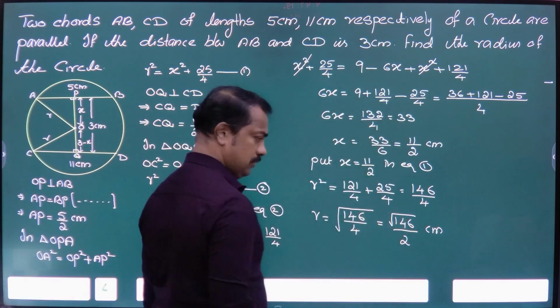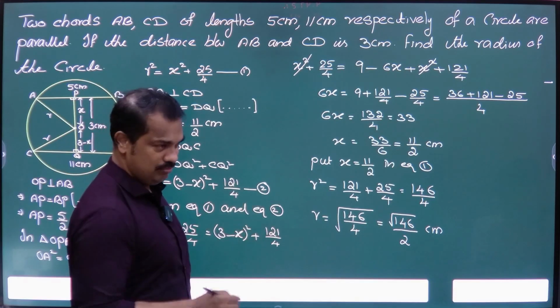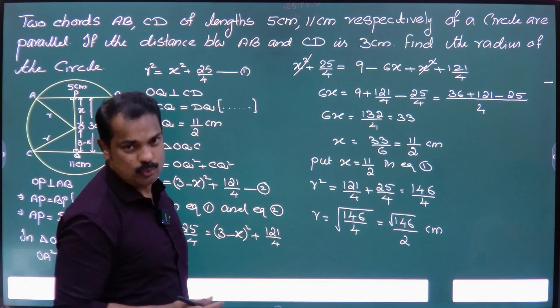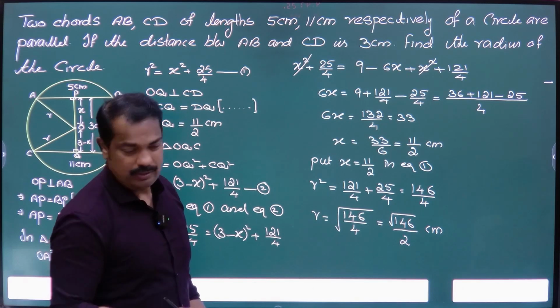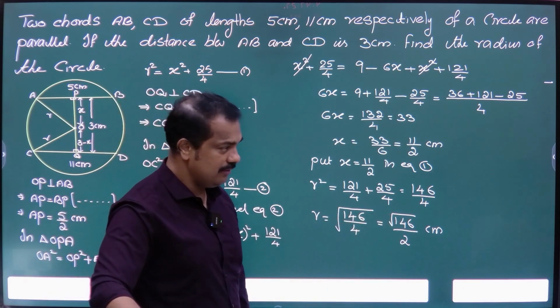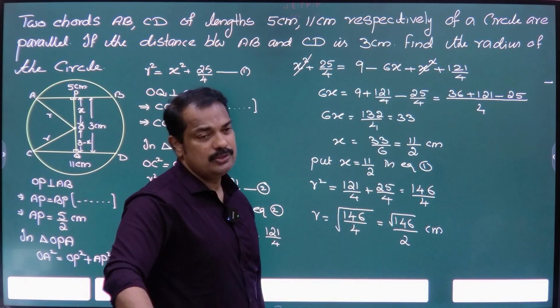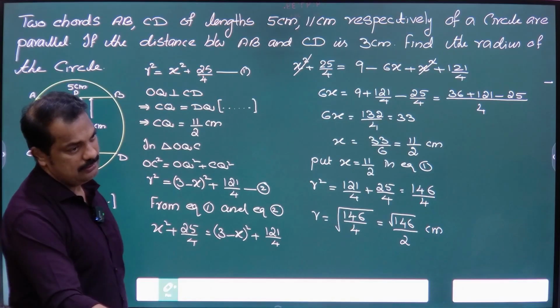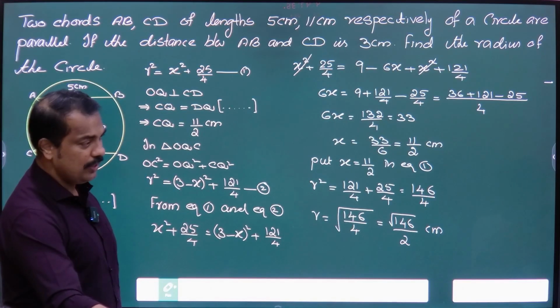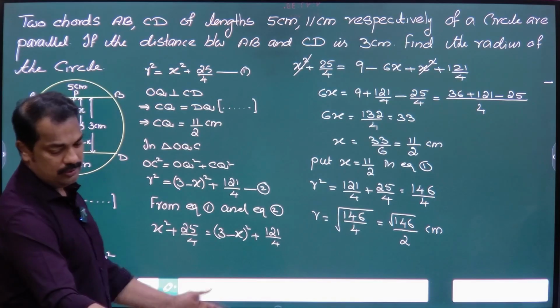It is not possible to simplify further. 73 into 2. 73 is a prime number, 2 is a prime number. Not possible to write in the form of pairs. So what is the answer? Under root 146 divided by 2 centimeter. This is the radius. Radius is equal to under root 146 divided by 2 centimeter.